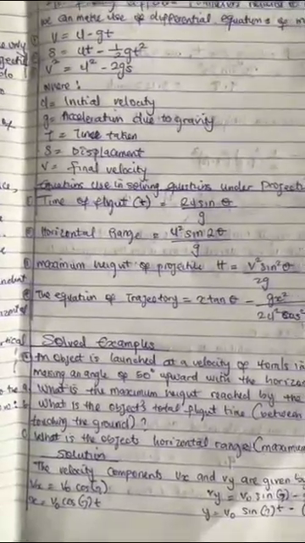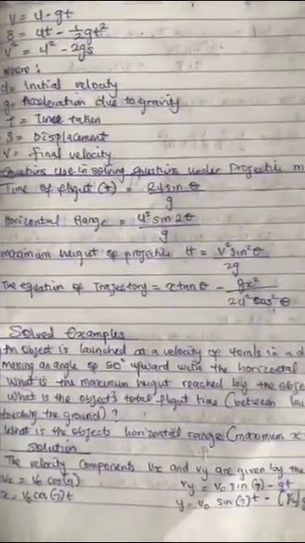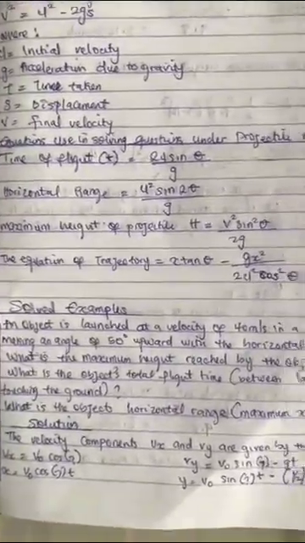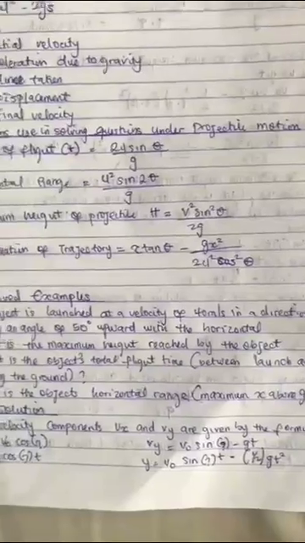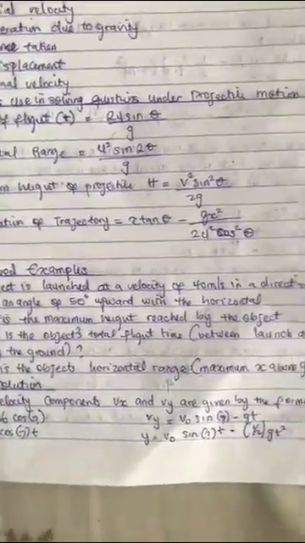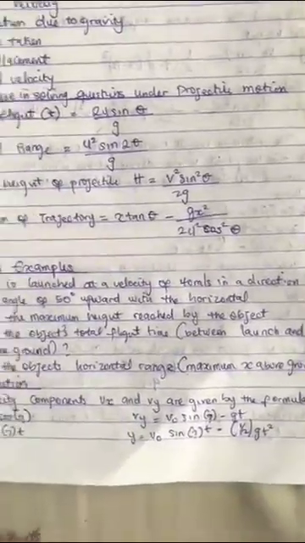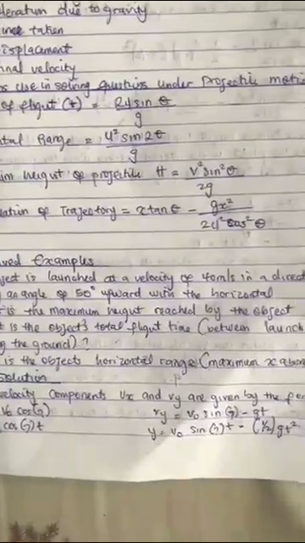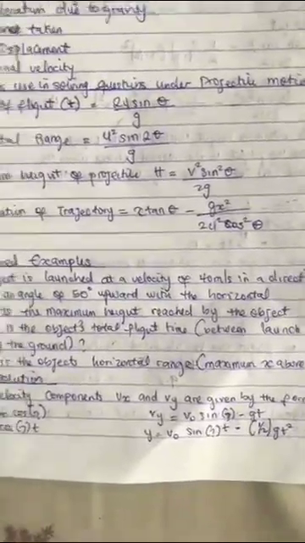Question 1. What is the maximum height reached by the object? 2. What is the object's total flight time between launch and touching the ground? 3. What is the object's horizontal range? So now, the maximum height above ground. Solution: we can see, just jotting down the parameters and my formula.